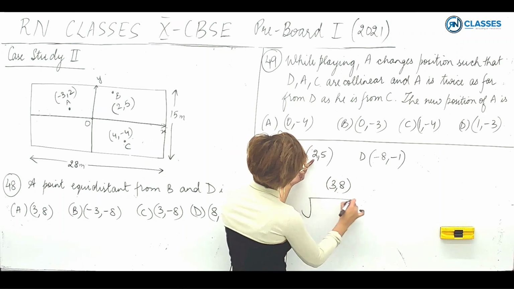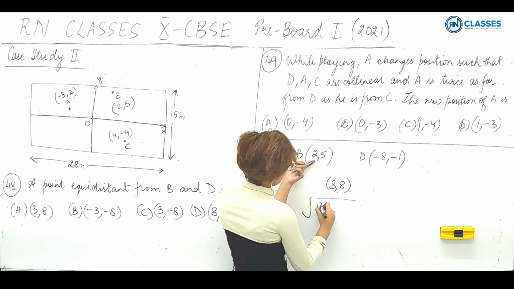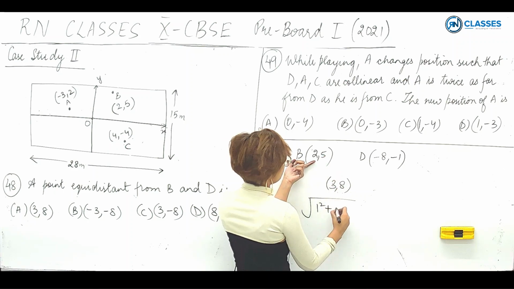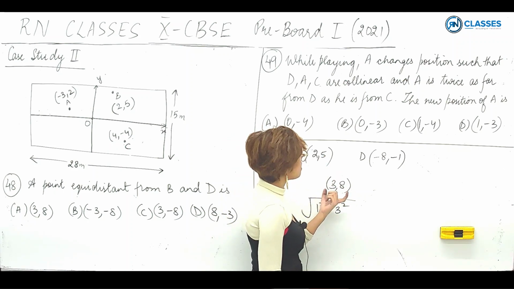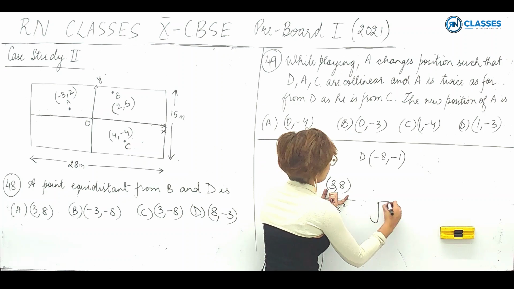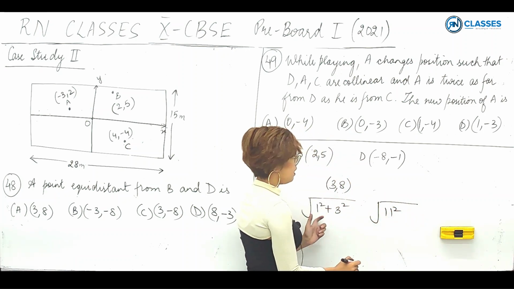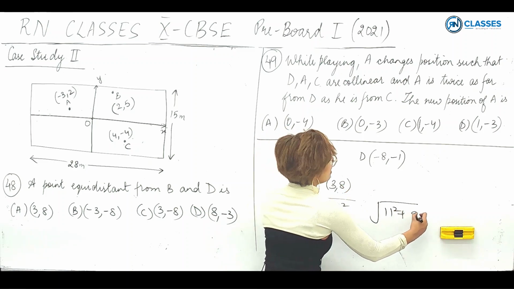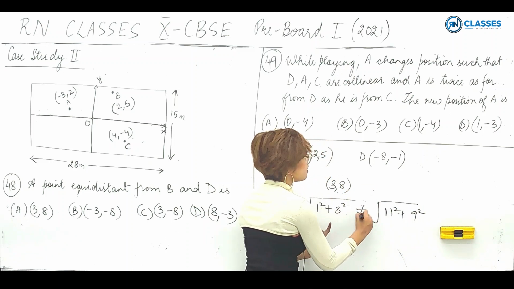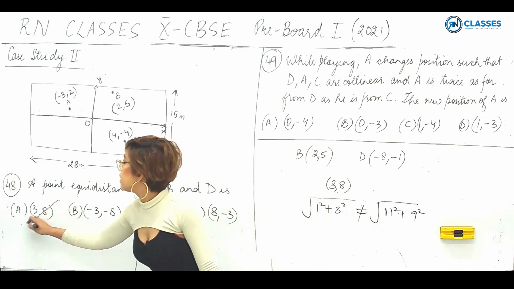So what will this be? Square root of this minus this whole square, so 1 square, plus this minus this whole square, so 3 square. Now, let me find the distance of this point and this point. So, square root of 3 minus -8, so 11 square, plus 8 minus -1, so 9 square. Definitely, these two distances are not equal. So, this is not the answer.